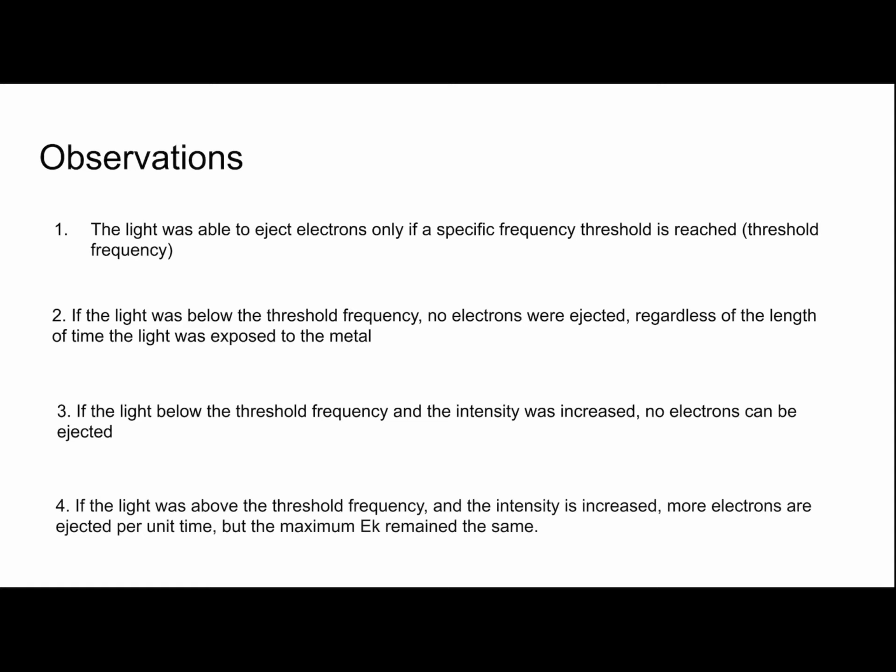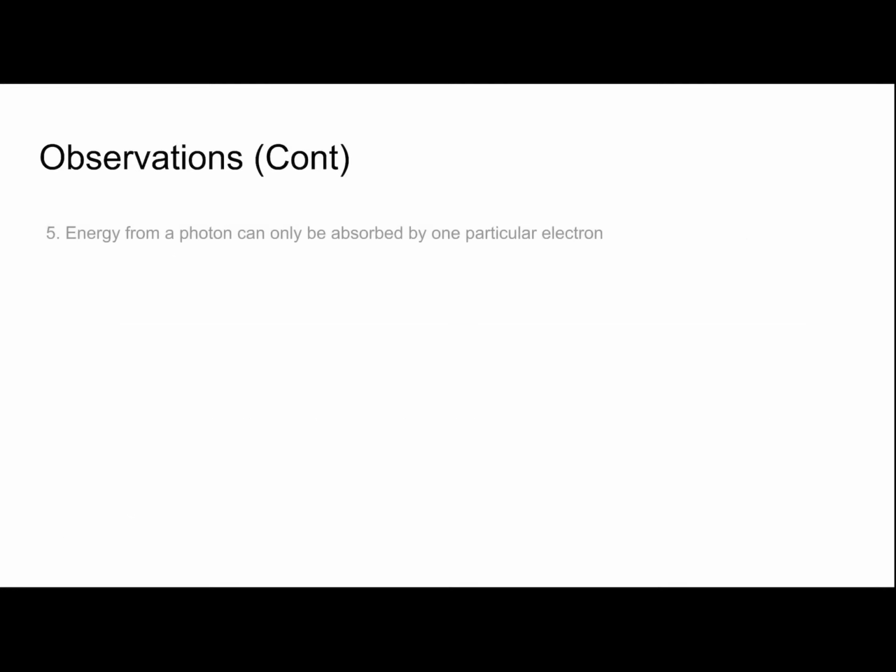And number 4, if the light was above the threshold frequency and the intensity is increased, more electrons are ejected per unit time, so more electrons are ejected at once, but the maximum kinetic energy of these electrons remains the same. Number 5, energy from a photon can only be absorbed by one particular electron, so one electron can absorb energy from one photon.